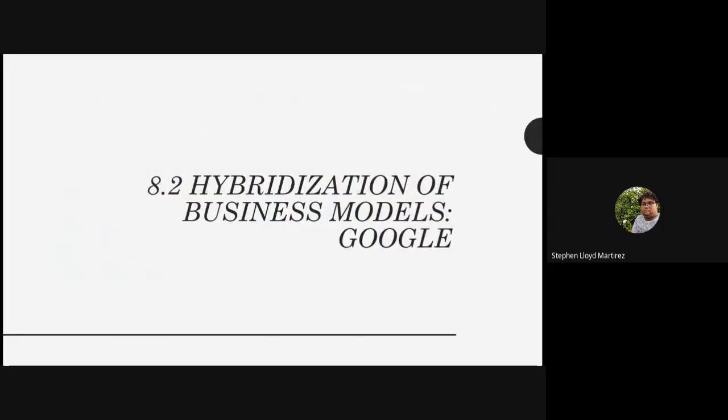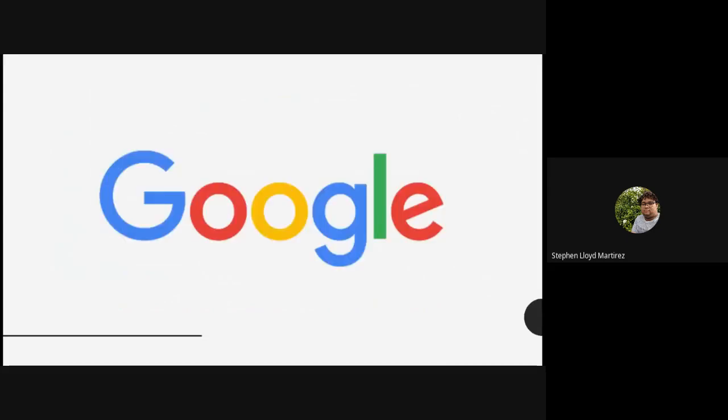Next is the hybridization of business models of Google. As we all know, Google is our main search engine. They are a global internet service provider in Mountain View, California, famous for their search engine. Google included all four business model types through numerous services. Their overall goal is to organize and systematize information on the internet and make it available for their users.